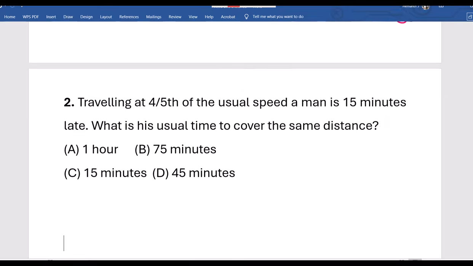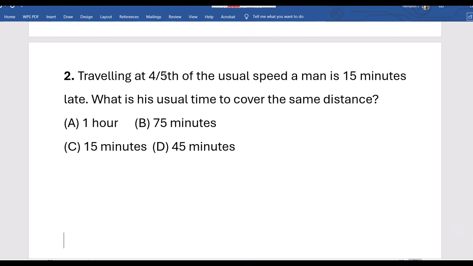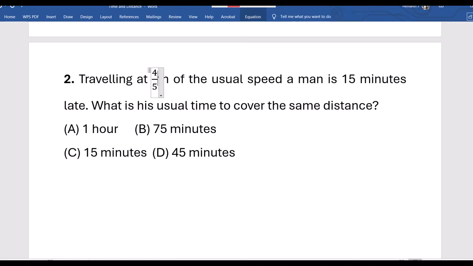Let's move to the second one. This is a basics related question. You are traveling at 4 by 5th of the normal speed. Very simple. 4 by 5 means your speed increases or decreases, my dear? 4 by 5 means your speed decreases. 5 by 4 means increase. When you decrease the speed, it will take more time. That's why they said 15 minutes late.